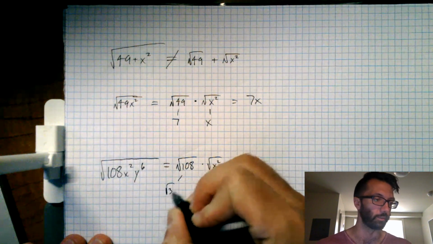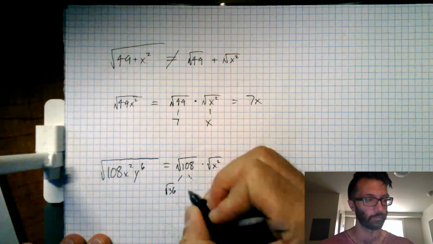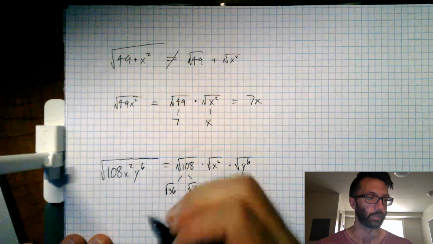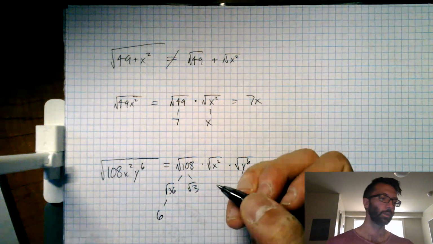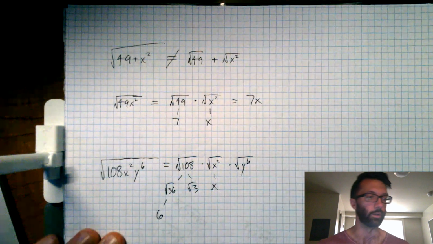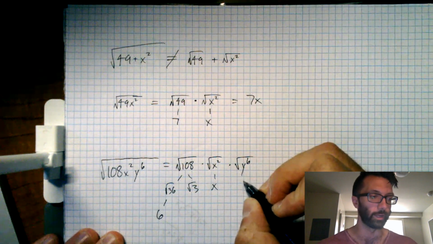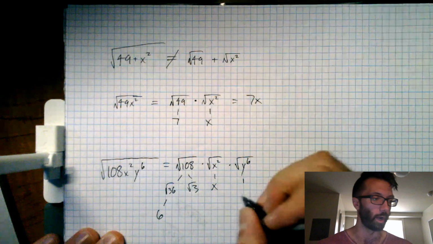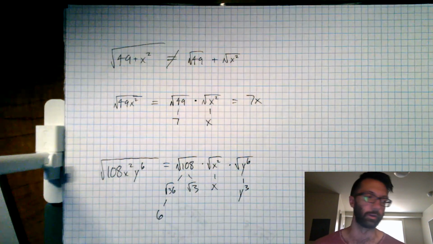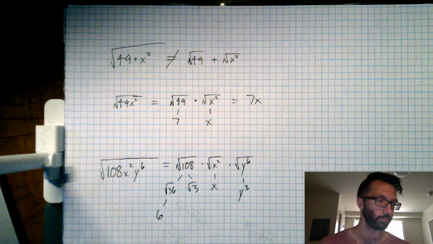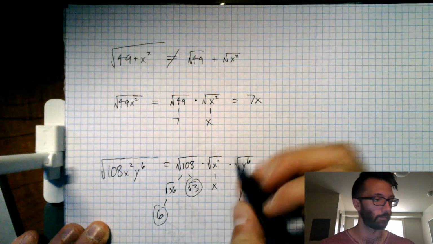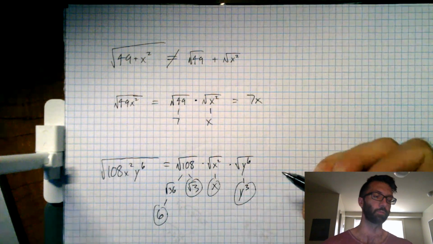So this is going to simplify to the square root of 36 times the square root of 3, and then the square root of 36 is just 6. And then we know the square root of x squared is x, and we know that the square root of y to the 6th is going to be y to the 3rd, because y to the 3rd times y to the 3rd is y to the 6th. Okay, and now I have all of my parts here that I can just multiply together.